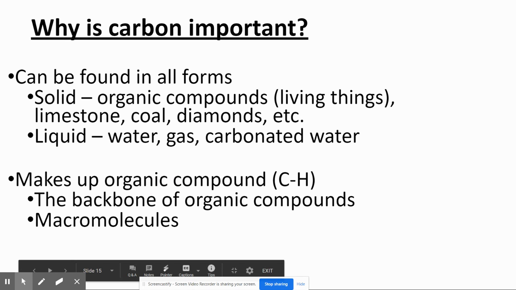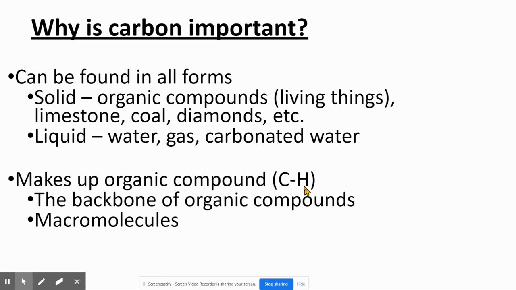But organic, so if you take organic chemistry in college, you are studying carbon and hydrogen. So if you're a biology major or a chemistry major or a pre-med major or a dental major, you'll probably have to take 2 semesters of organic chemistry when you go to college.